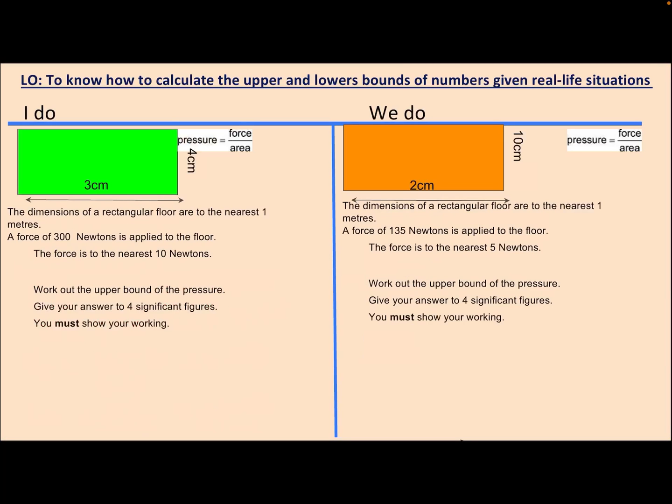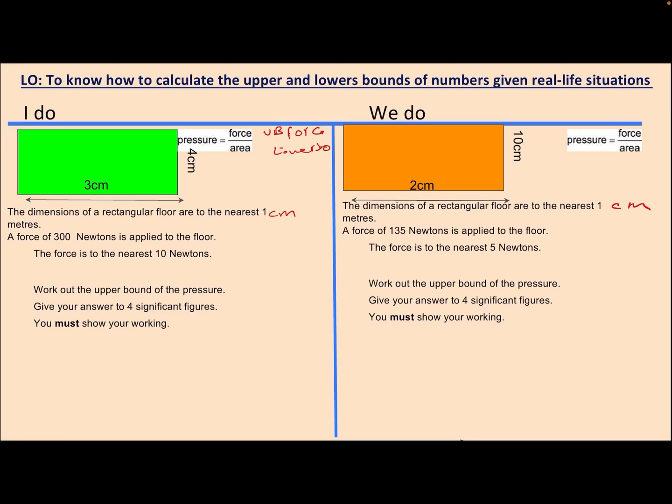So here we have a question. It says the dimensions of a rectangular floor are to the nearest 1 centimeter. And a force of 300 is applied to the floor, and it's to the nearest 10. Work out the upper bound of the pressure. So if we're going to work out the upper bound of the pressure, we're going to need to have the upper bound force and lower bound area.